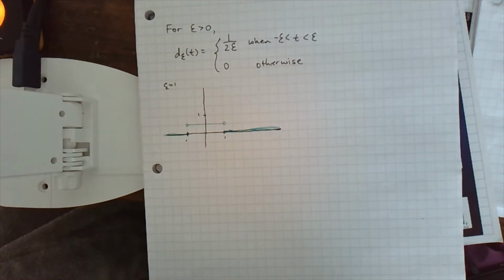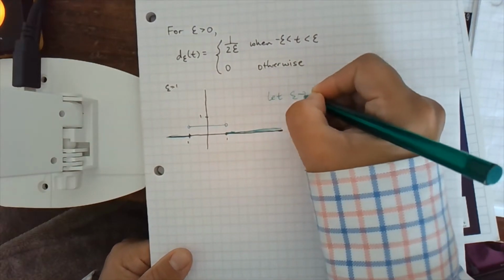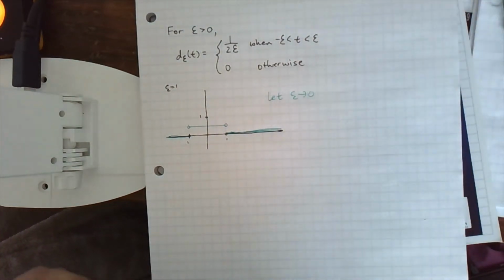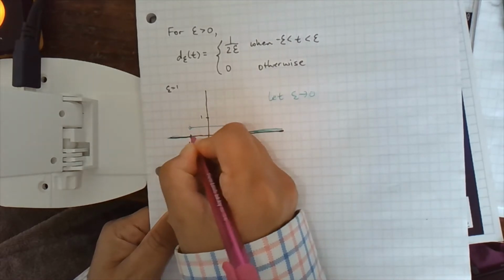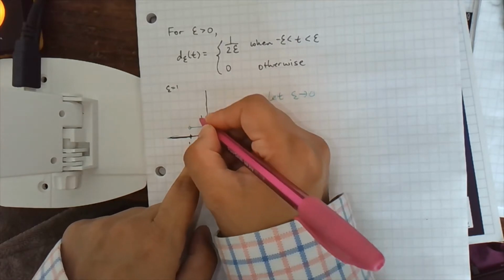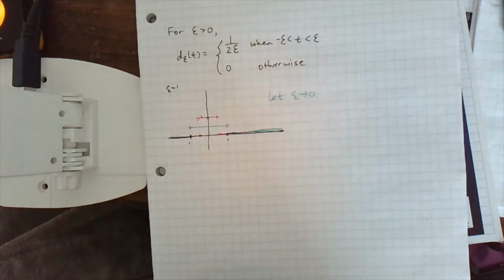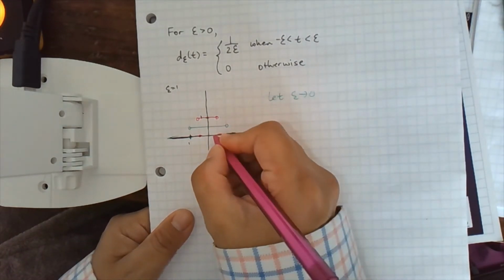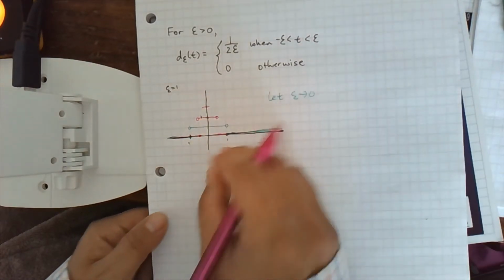Okay, so there's that, and then we can let epsilon go to 0. So epsilon's going to get smaller. What happens when epsilon gets smaller? Like, let's say epsilon is 1/2, then this function is 0 for longer, but then 1 over 2 epsilon is now 1, so that's bigger. And then we can keep going. We can get closer, and then this thing is going to go up.